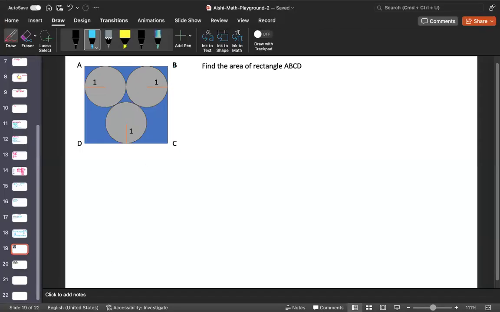Okay, second question. So we have our rectangle with 3 circles inside it with a radius of 1 each. We have to find the area of rectangle ABCD. We're going to have to use the Pythagorean theorem, which states that a squared plus b squared is equal to c squared, in the right angle triangle, where a and b are the two legs and c is the hypotenuse, the longest side.